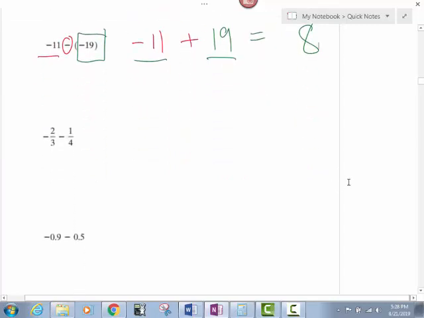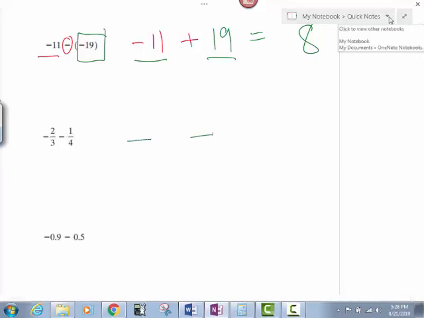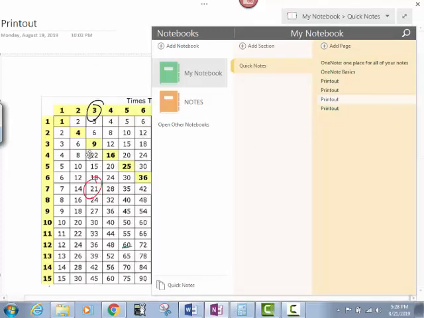All right, so for the fraction one, remember what we're going to do first. We need to find a common denominator. So between 3 and 4, again, if I need to, come back to my table. Here's 3, here's 4. The first number they have in common is 12. Okay?